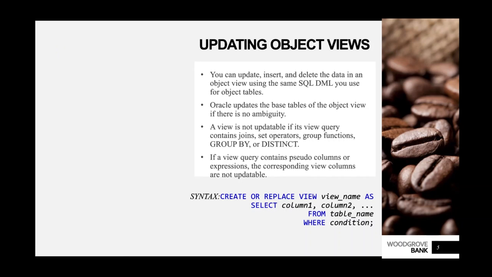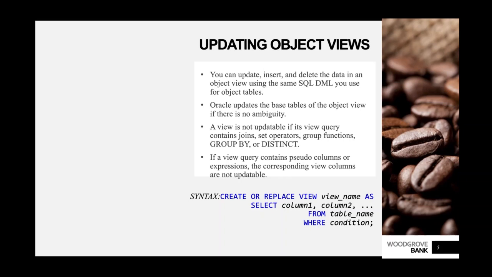Now, as you have mastered how to create an object view using SQL, you might want to spice it up a little. You might want to make some changes in it, update it, or delete some values. So, can you do that? Well, let us look at updating object views for that.